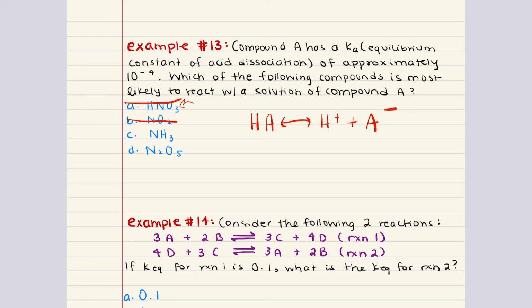C is ammonia. Now, ammonia is a weak base, and weak bases react with weak acids to form their conjugate acids and bases. Ammonia is likely to react with compound A, and it is the correct answer. So 13 is C. Now, the last option, this is dinitrogen pentoxide. This is an acidic oxide that forms nitric acid in water. It's not a base and it doesn't react with weak acids in the context provided as well. So it's also not the correct answer. With that, again, the correct answer for 13 is C.